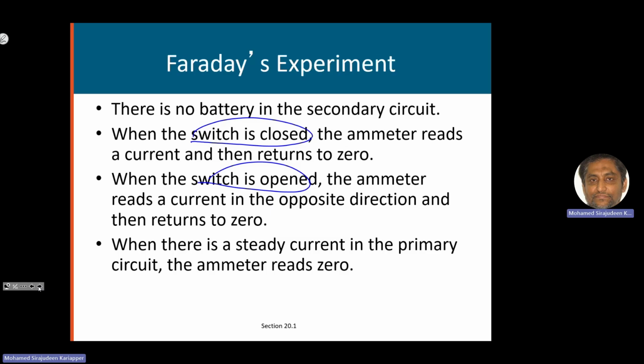When you open the switch also, from a lot of magnetic field through the coil, there is then 0 magnetic field. Whenever there is a change, there is an induced current. Otherwise, no induced current, only when there is a change.